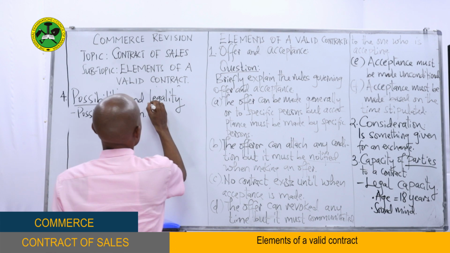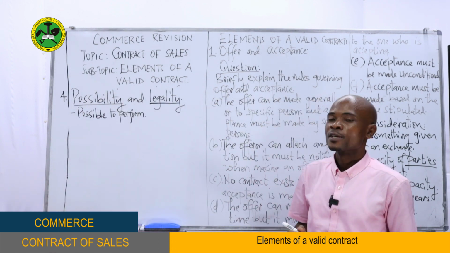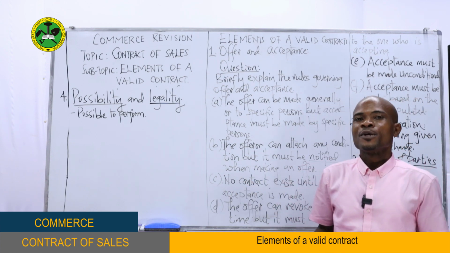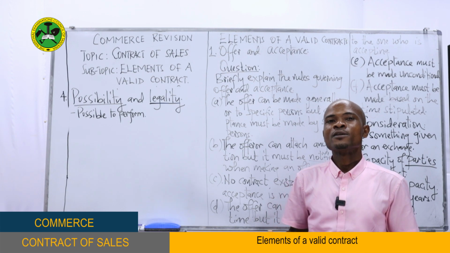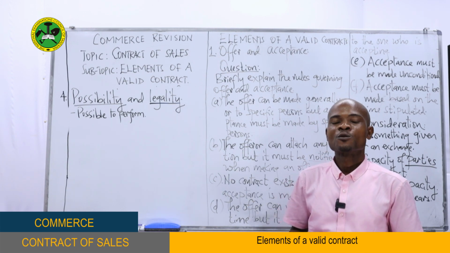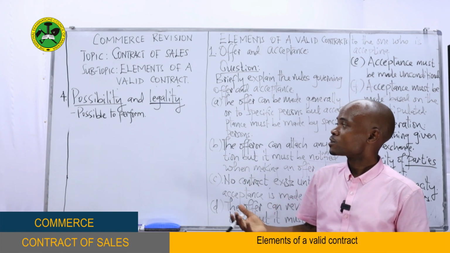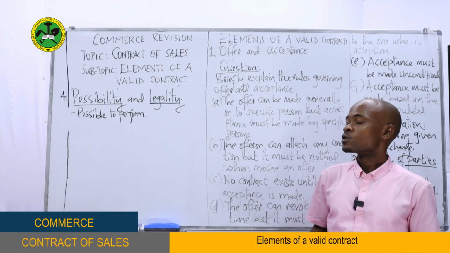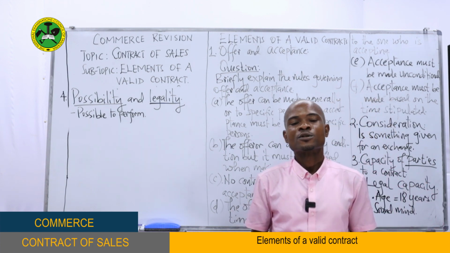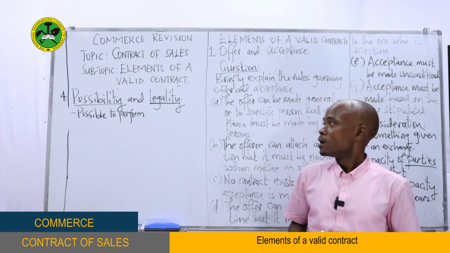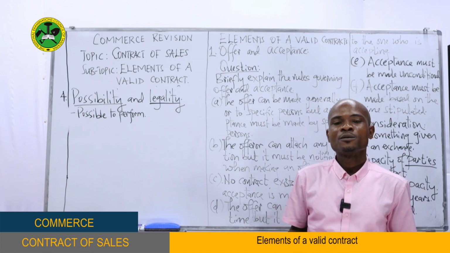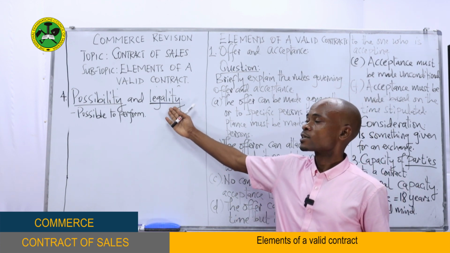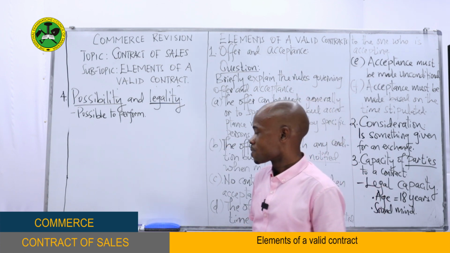On the other side, when we refer to legality, we are saying that the contract has to be legal. Meaning there are some contracts which one must avoid, because they can be illegal contracts. For example, contracts of a criminal nature or contracts of corrupt practice. These are the things which one needs to avoid. So for the contract to be valid, it has to be legal.